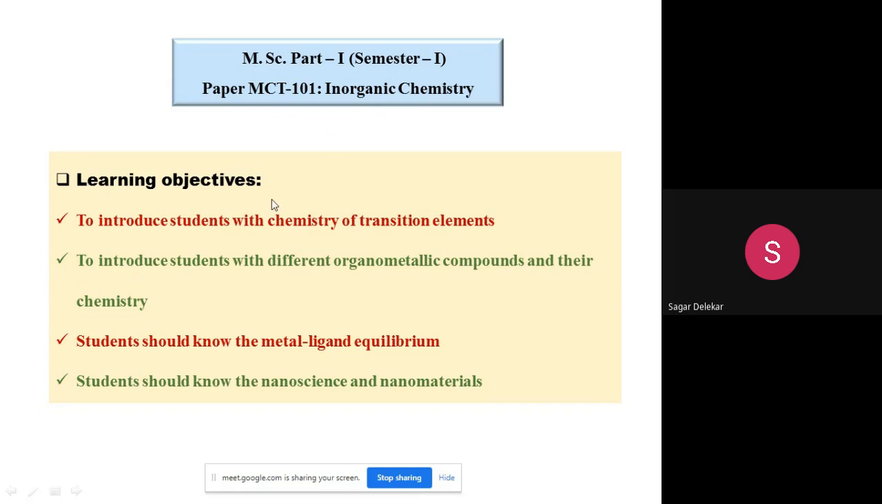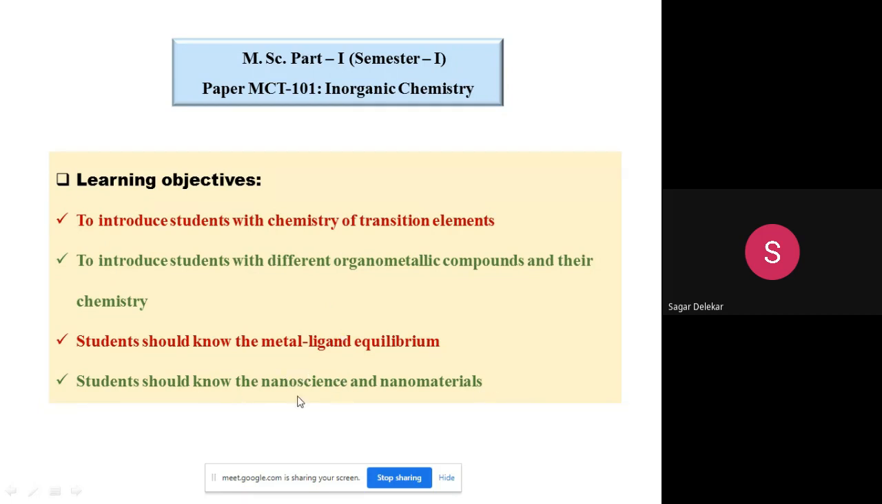You know that there are four units. Unit number one is reserved for chemistry of transition elements. So students become aware of the chemistry of transition elements, and not only that, all other aspects like coordination chemistry, stereochemistry, crystal field theory and so on. These are the various learning objectives. In organometallic chemistry, there is a need to introduce different organometallic compounds and their chemistry. Here the student can also become aware of metal ligand equilibrium in solution. Then students also learn about nanoscience and nanometals.